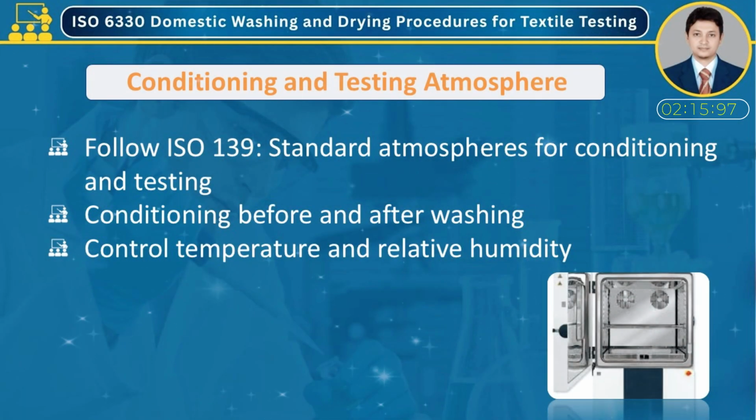Conditioning and testing atmosphere. Before and after laundering, specimens must be conditioned under standard atmospheric conditions per ISO 139. This ensures dimensional stability and accurate mass measurement prior to testing.